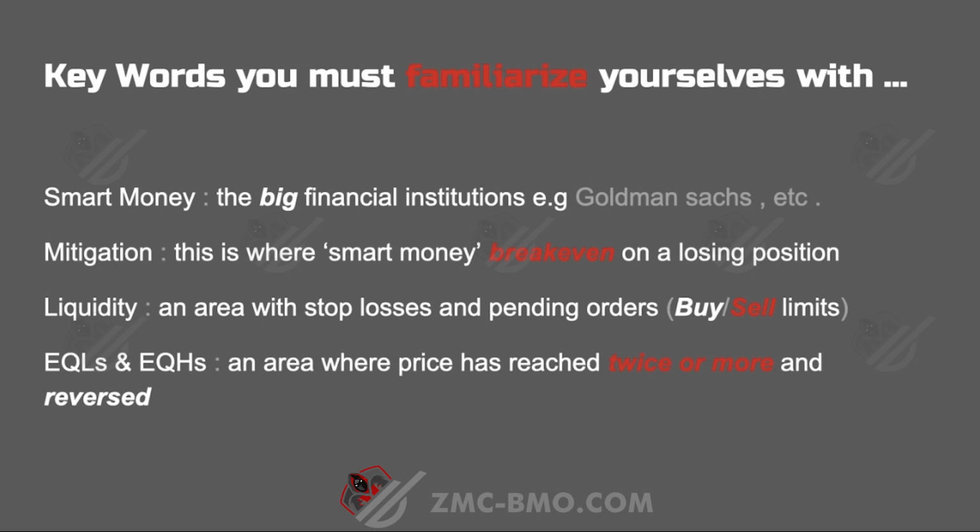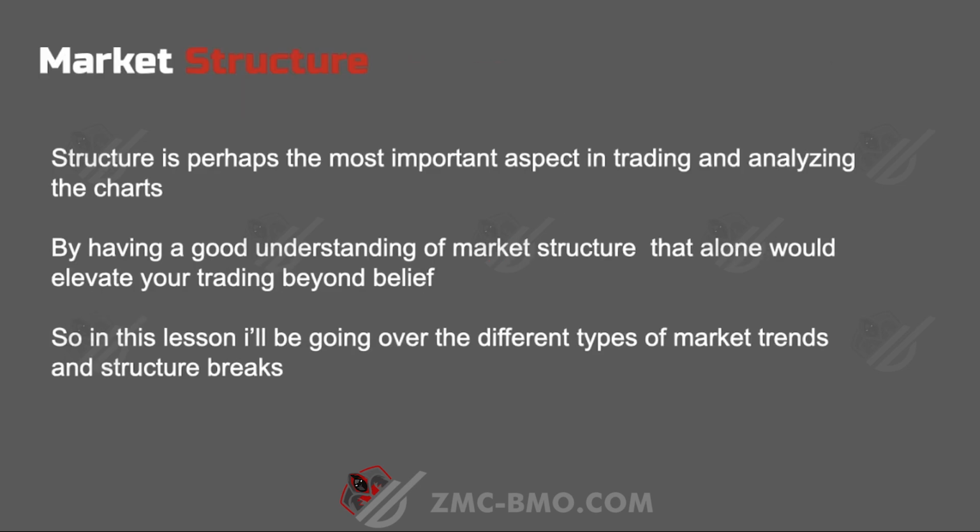Mitigation. Mitigation, you're going to hear me using that word quite a lot in the next lesson when I teach you guys order blocks. Essentially, all it means is that this is where smart money break even on their losing position. Liquidity. Liquidity is simply an area where there's a lot of stop losses and pending orders. Equal lows and equal highs is just an area where price has reached twice or more and reversed, such as support and resistance levels, double tops, and double bottoms. So let's get straight into it.